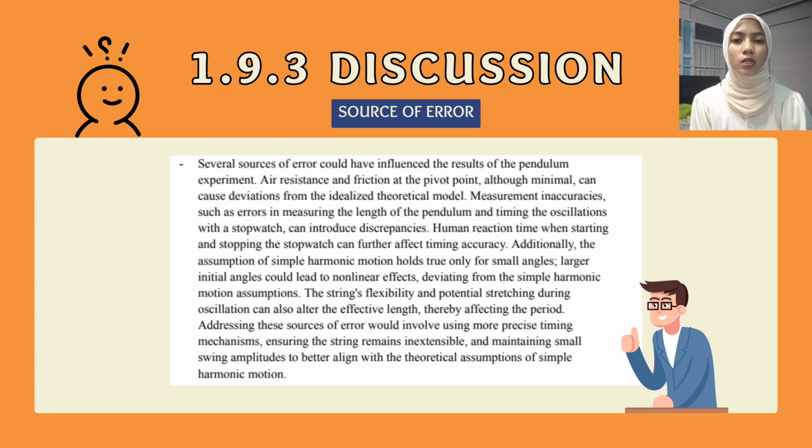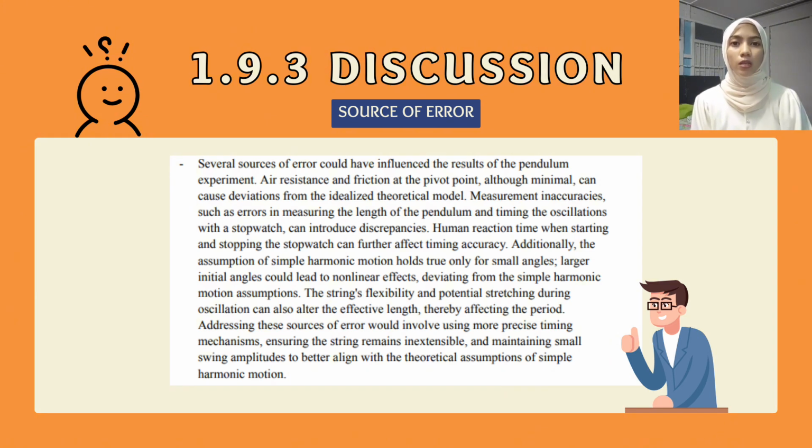Next, in discussing sources of error in our pendulum experiment, there are several factors that could influence the result. First, the air resistance and friction. These factors can cause minor deviation from the ideal theoretical model. Next, the measurement inaccuracy. The error in measuring the pendulum's length and timing its oscillation can introduce discrepancies. Third, the human reaction time. Starting and stopping the stopwatch manually affects timing accuracy.